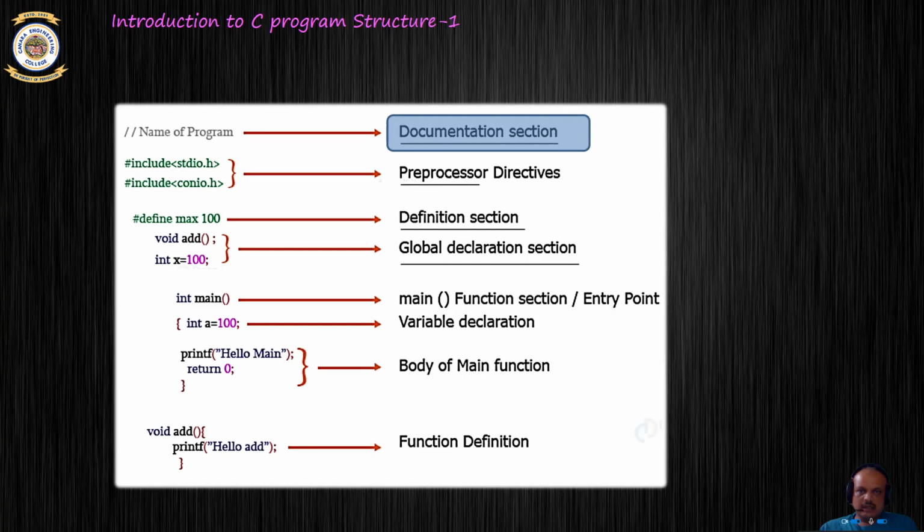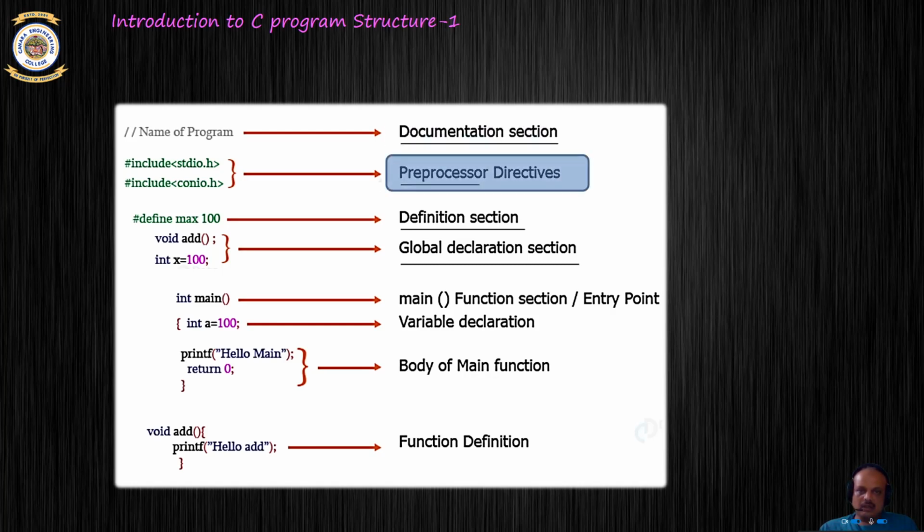The first one is called the documentation section. All the documentation is written using a double backslash. It is the documentation section where the programmer gives an overview of the C code. He generally gives his name, the timestamp, the functionality of the program, the input required, and the output that can be obtained from the C code. The documentation section is not mandatory but is highly recommended.